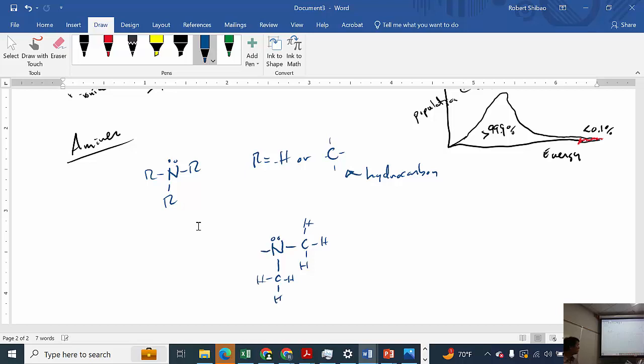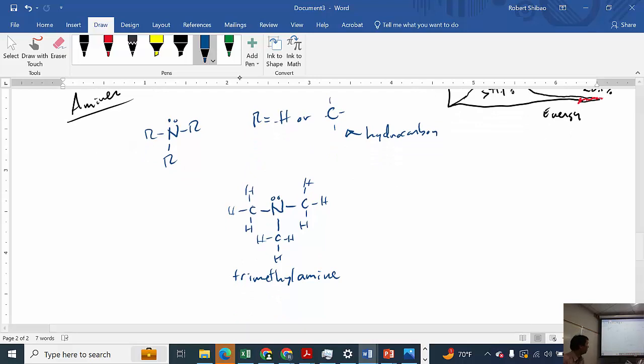In which I'm going to put 3 of these CH3 groups on here. CH3 groups are called methyl groups. And so this amine is called trimethylamine, for having 3 methyl groups on there. Now, let's compare that to ammonia.